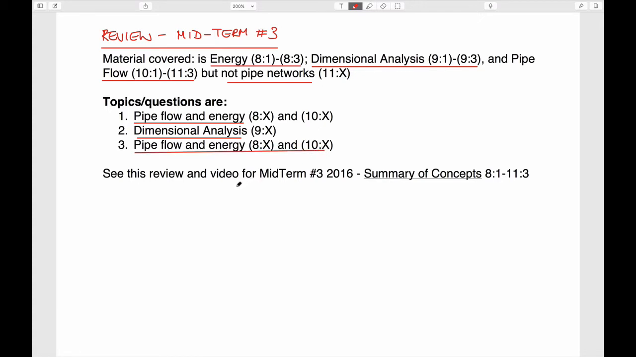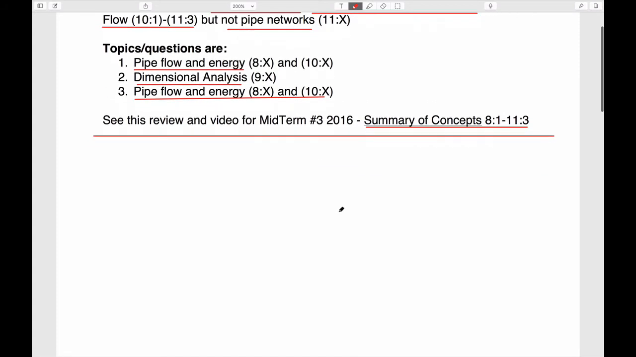And so the best way to pick up on this material is to go back to the video for midterm number 3 from last year, and look at the summarized concepts that are included in that, both from weeks 8, 9, 10, and 11, basically. Although I've already made the point that the material from week 11 is not there. So in terms of the concepts from those materials, the three topics really are energy, dimensional analysis, and pipe flow.